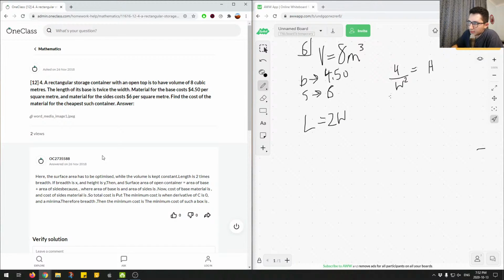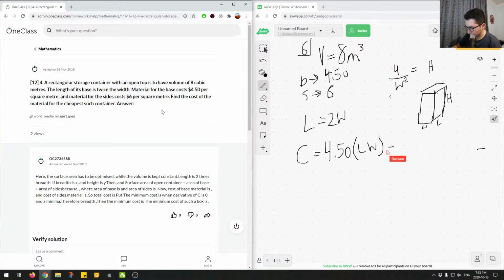Okay, the next thing we want to do is define a cost function. So let's say cost, which we'll represent by C, will be equal to 4.50. We know that's the cost for the base, times the area of the base. We represented the area of the base with L and W from our diagram. So we'll redraw the diagram again. So we had something like this, and we had W and L and then H. So we have LW, and that's all we need.